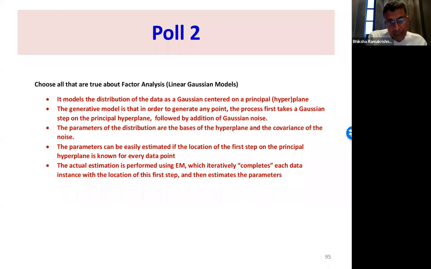These can be easily estimated if the location of the first step on the principal hyperplane is known, because then you know exactly how much noise went into every data point. So from that, you can estimate the parameters of the noise. And knowing exactly where every data point lies on the plane means you also know the hyperplane. But because you don't know this first step, the actual estimation is performed using EM, which iteratively completes the data and then estimates the parameters, right?